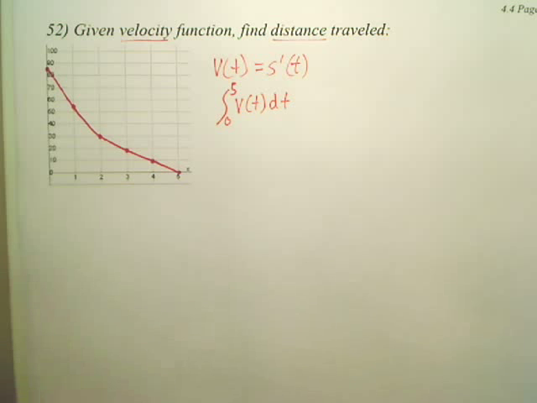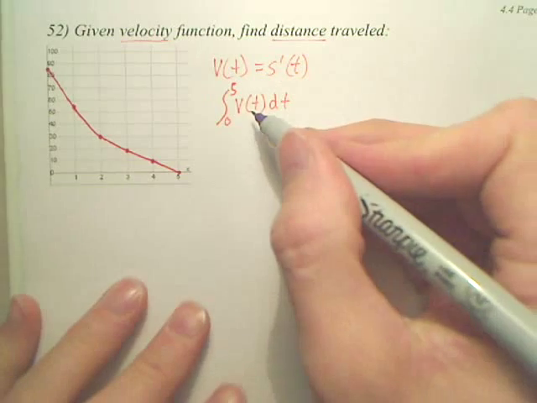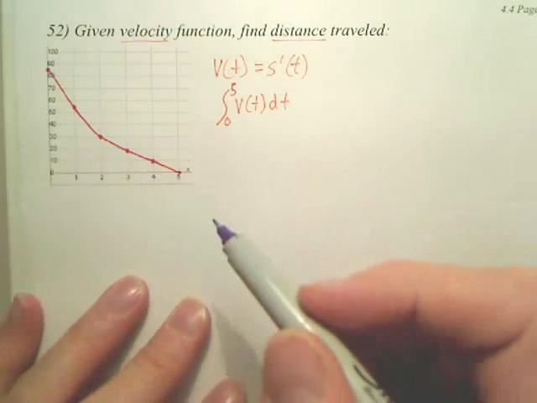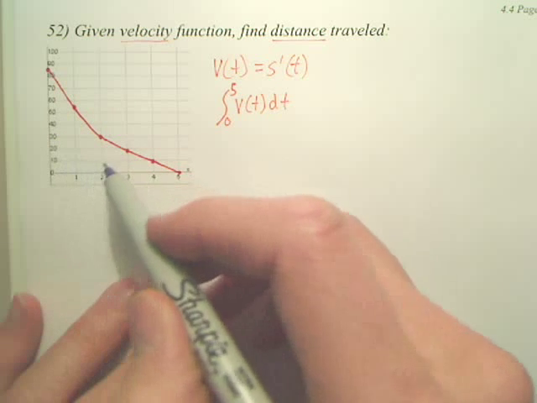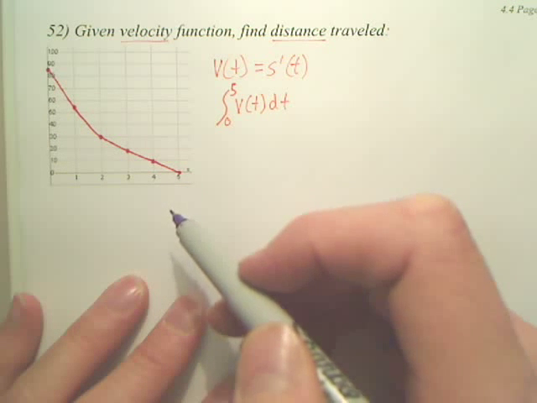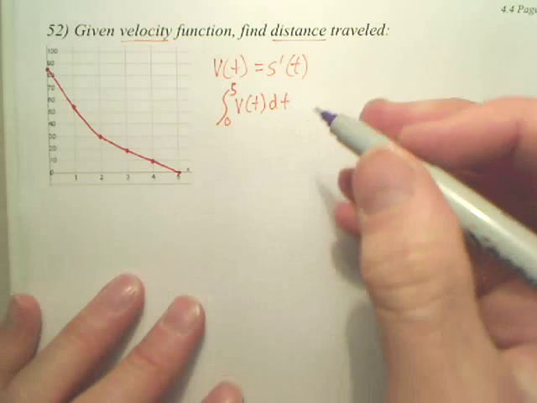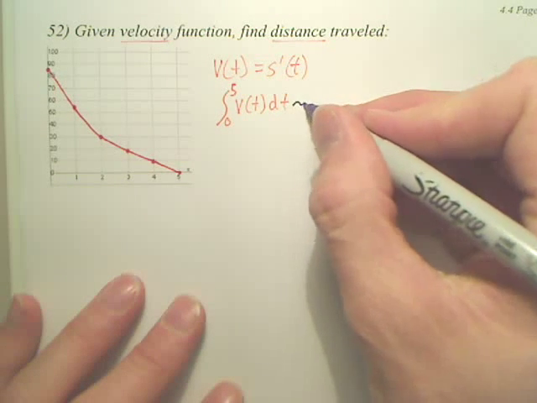Now, if we do this, well, we want to find the area under the curve. We don't have a formula, but can we look at these shapes and find areas of trapezoids? And just approximate. The best thing you can do is approximate this one.